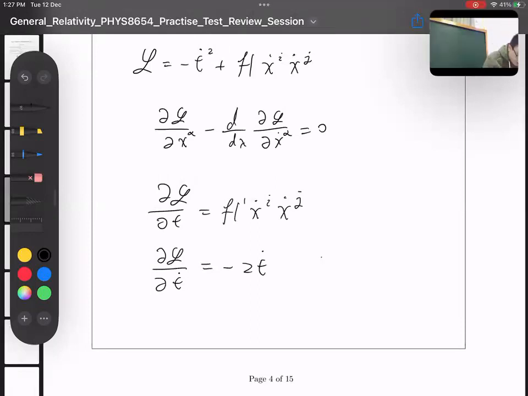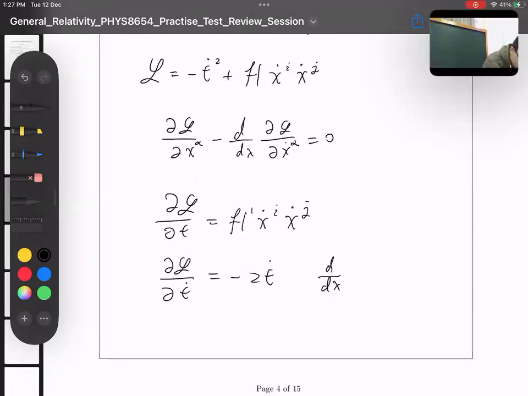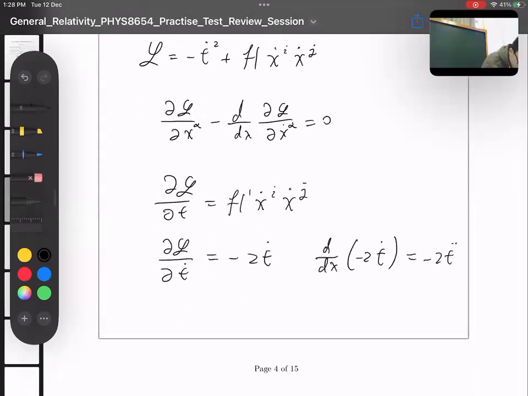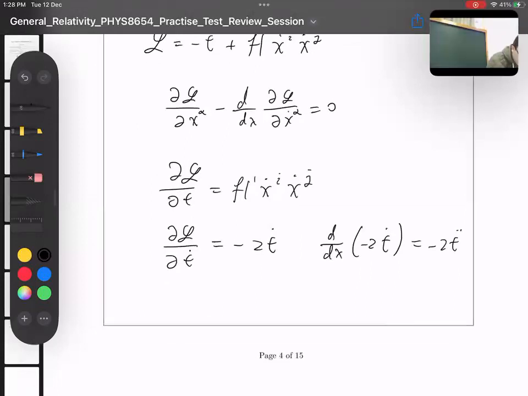But then I take another derivative from the Euler-Lagrange equation, right? Take another derivative. Oh, sorry, t dot. Then you just get minus 2 t double dot. And then you just plug it into the Euler-Lagrange equation. You get minus 2 t double dot is equal to h prime x dot I, x dot j.